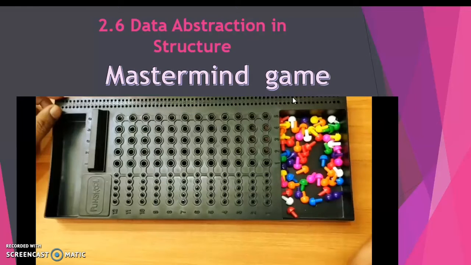Mastermind is a code breaking game for two players. Now let's see how to play this game. In this game, you will have different colors of beads, that is, 10 colors of beads. The first player sets a puzzle. Out of these 10 colors, the first player chooses any 4 colors of beads in any order to set the puzzle.